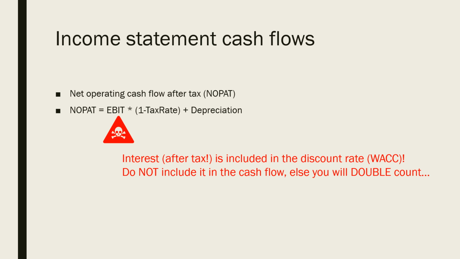So interest after tax is included in the WACC, the weighted average cost of capital. We're going to talk much more about that later. But if you include it in the cash flows as well, then you're going to end up double counting. So do not include it in the cash flow, because otherwise, when you do the discounting, you will have twice charged for the cost of capital, for the interest portion of it at any rate. So that's a big warning.